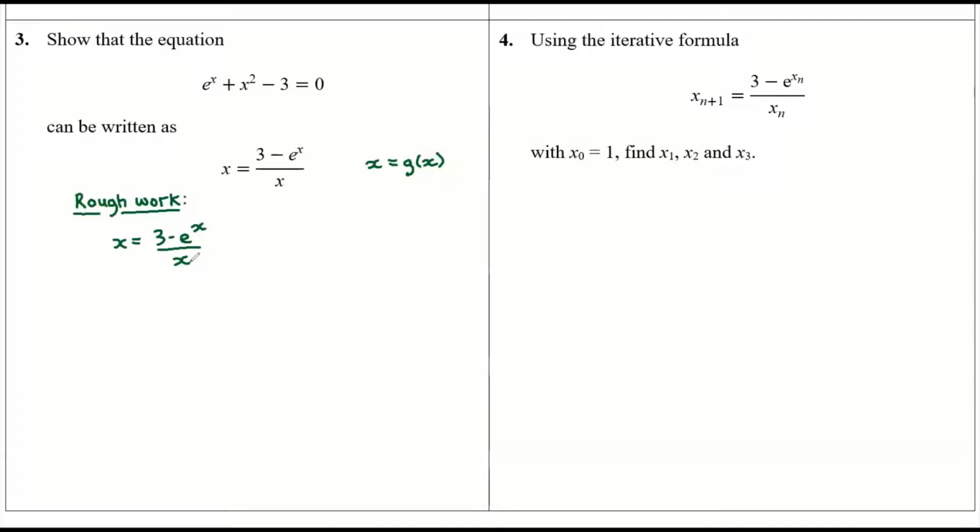Now, we want to clear this fraction on the bottom because the original equation doesn't have any fractions in it. It's just this form here, the one we looked at in question 2. So if I multiply both sides by the denominator x, what do we get? Well, we're going to get x squared on the left is equal to 3 subtract e to the x on the right. Now that's enough rough work because I can tell now that I need to make x squared the subject. Okay, now if I make x squared the subject, then all I have to do is divide by x and I get the equation that I require. So let's write down the solution now.